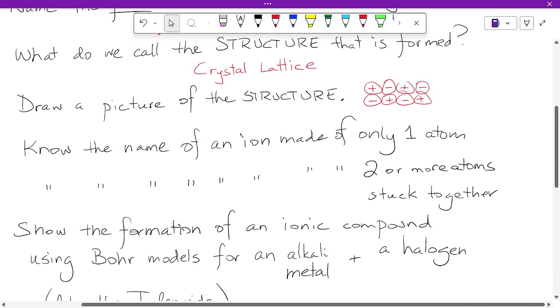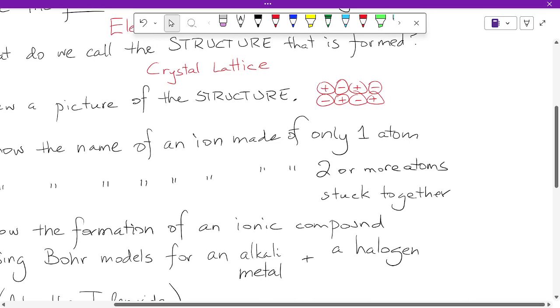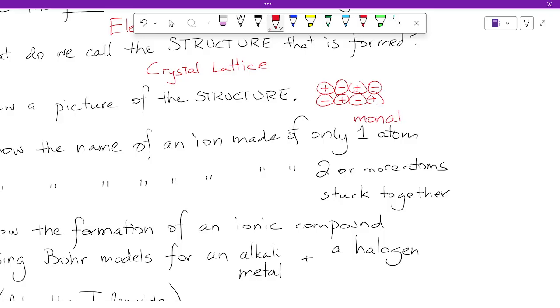What is the name of an ion made of only one atom? One is mono, so that is monatomic. Two or more is many. What is the prefix for many? Poly, polyatomic. We could have a diatomic ion, but anything over 2, we're just going to call poly, because otherwise we'd say this is a triatomic ion, and this is a tetraatomic ion, and so we just go poly. We clump them all together in a group.